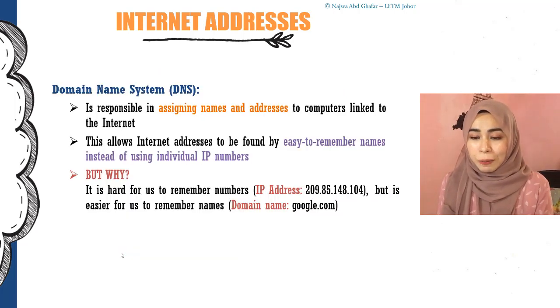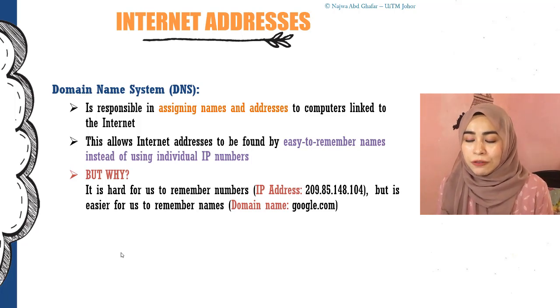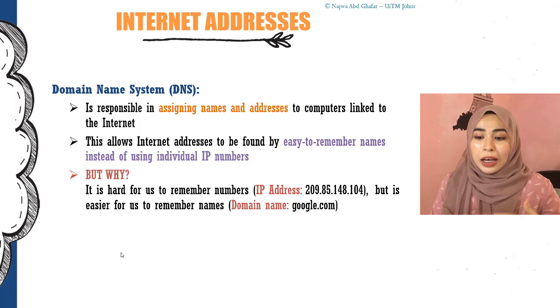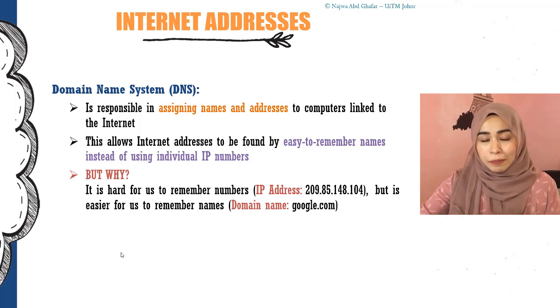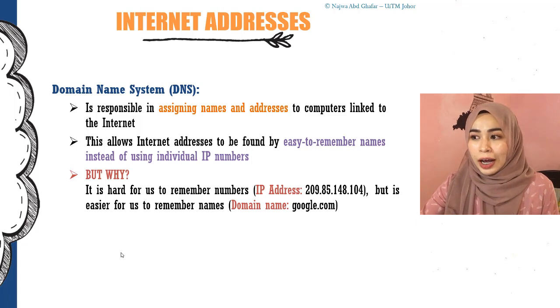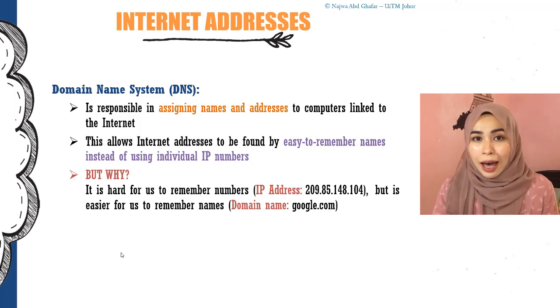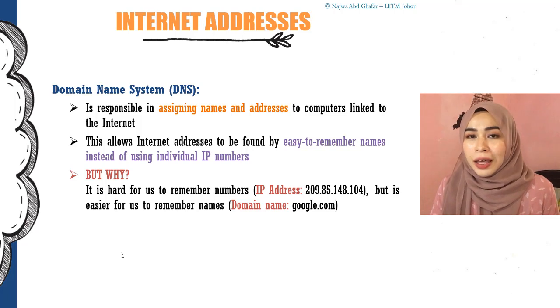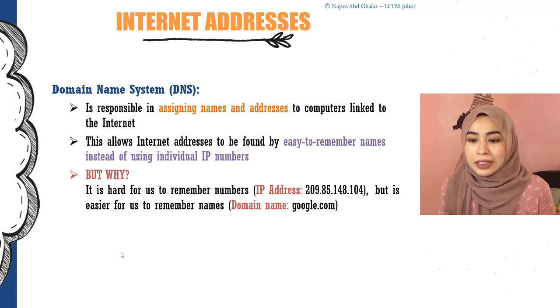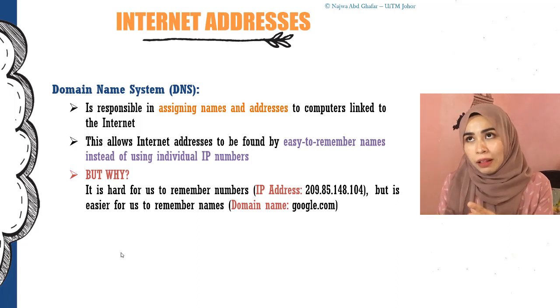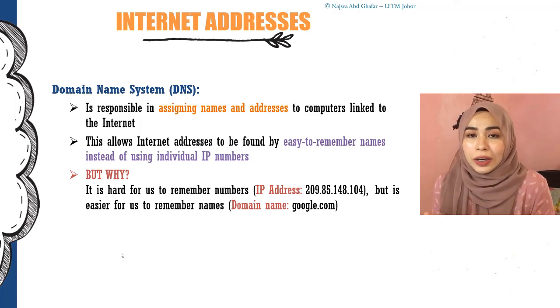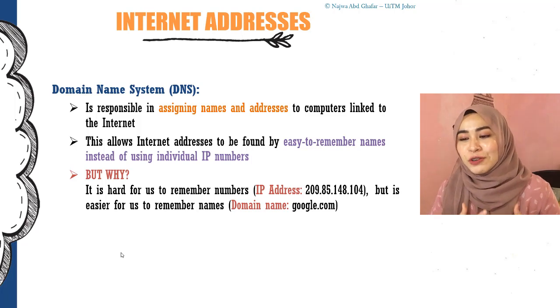So, domain name system, what is it? Domain name system, also known as DNS, is responsible for assigning names and addresses to computers linked to the internet. This allows internet addresses to be found by easy to remember names instead of using individual IP addresses. Now, let's say I want to send an email to my friend. I remember her email as maybe lisa@gmail.com. I can remember that easily because it is in names. I can remember Gmail, I can remember lisa@.com, it's quite easy for me to remember. But it can be difficult for me to remember an IP address.